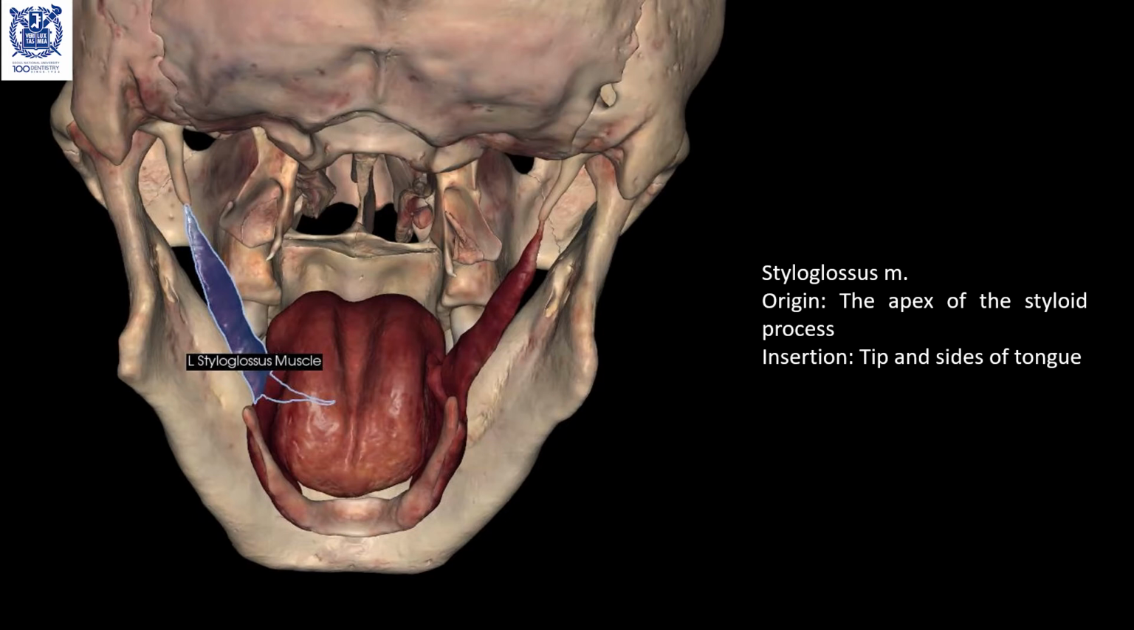Its antagonist is the inferior and middle fibers of the genioglossus, and it is supplied by the sublingual branch of the lingual artery. Finally, we have the palatoglossal muscle additionally as an extrinsic muscle of the tongue.